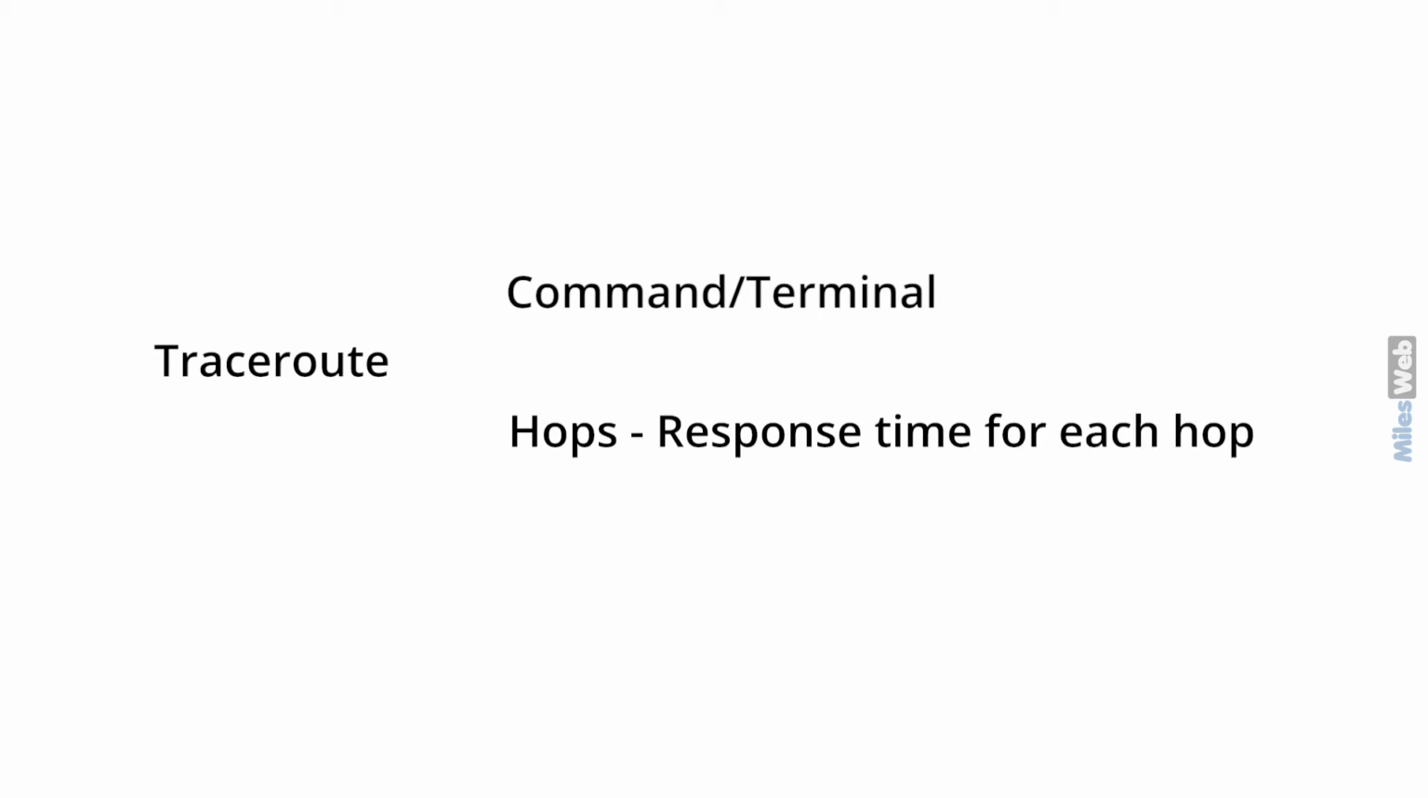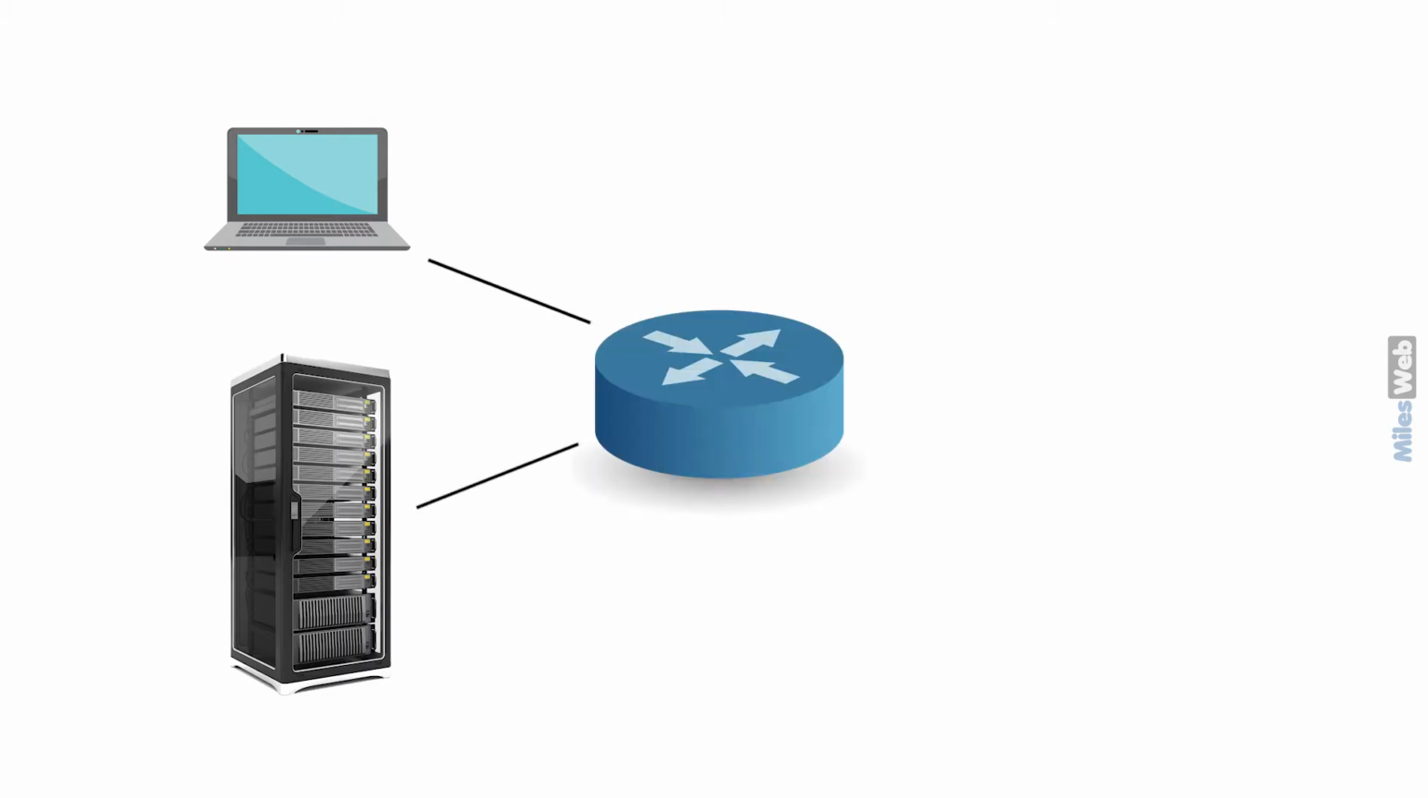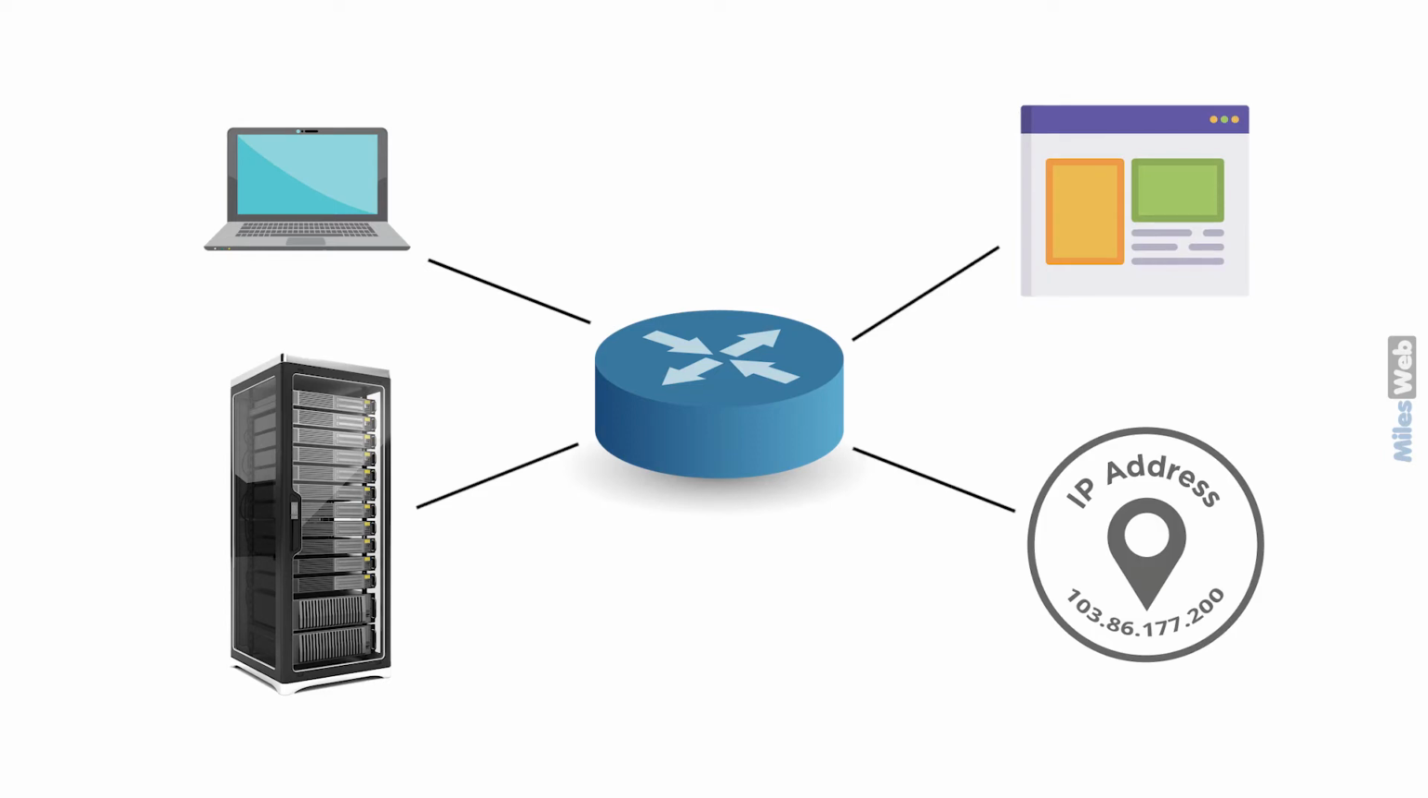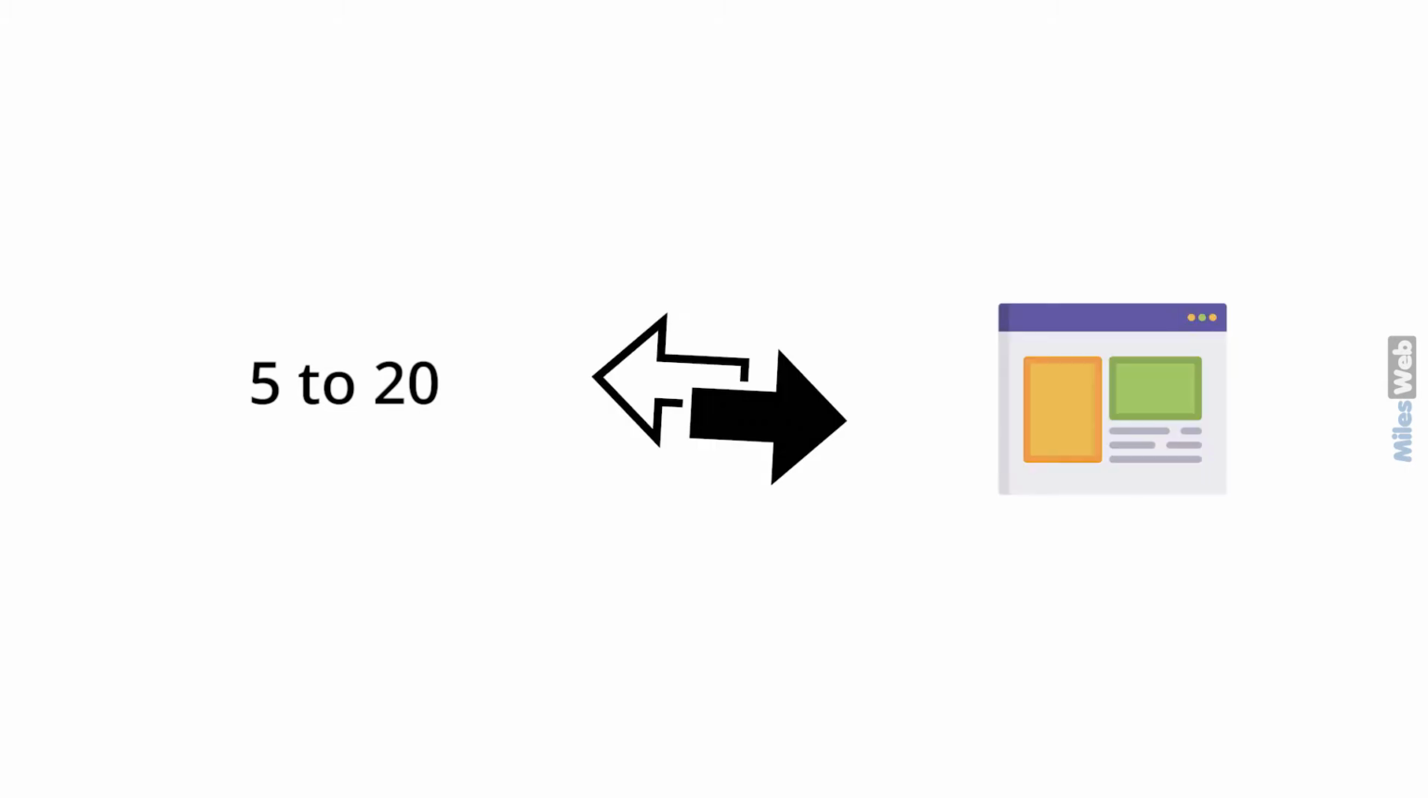What is a traceroute test? With a traceroute test, a normal connection is run via the command or terminal box. This test will provide the details of the hops taken as well as the response time for each hop. A hop is a computer or server used for routing your device to the selected website or IP address. Typically, the hops can vary from 5 to 20 on any website request.